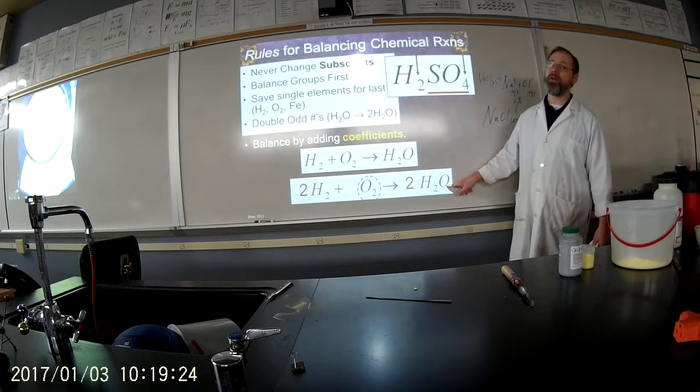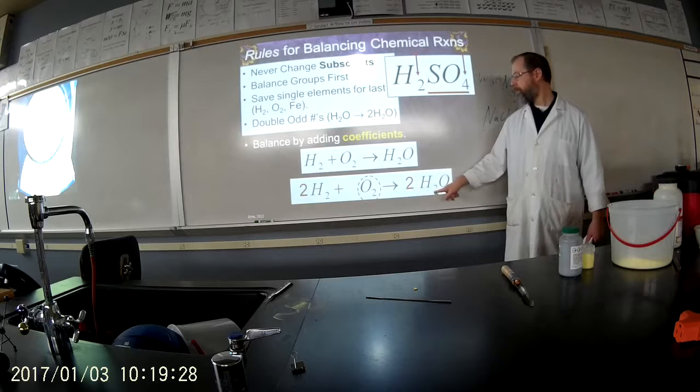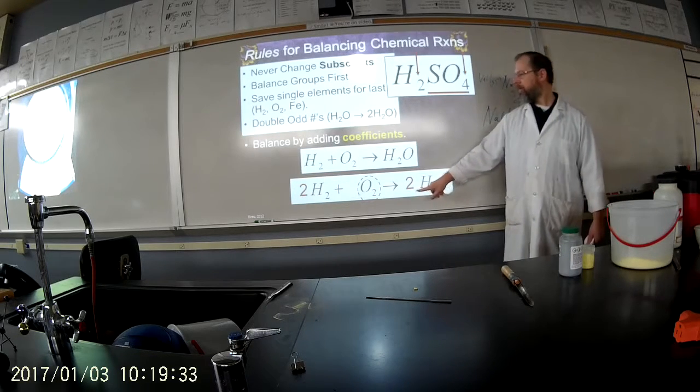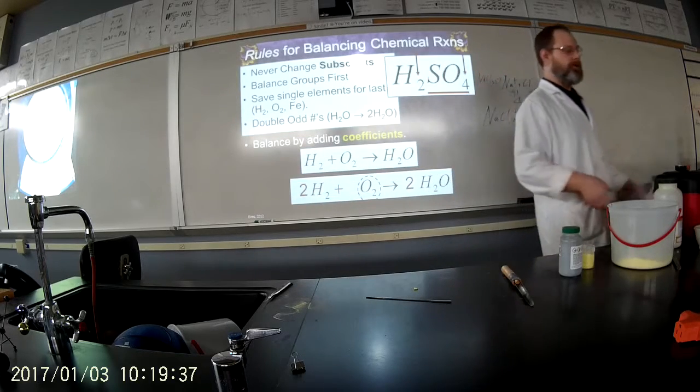But by balancing the oxygen, I unbalance the hydrogens, so now there are 4. Nod your head if you can see there are 4. Okay. So I would need 4 over here. 2 times 2. So I would put a 2 in front of the hydrogen.